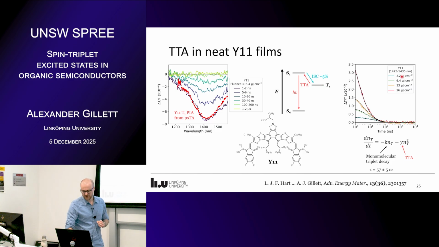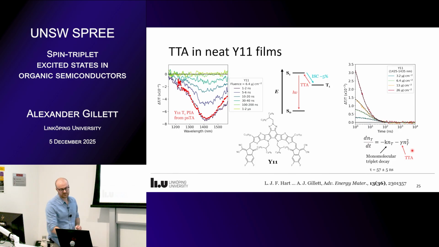So we have low fluence here in blue, going up to red, which is quite high fluence. And what we find as we increase the fluence, we get a really drastic shortening of the triplet lifetime. So they decay within even 100 nanoseconds at high fluence. So Lucy Hart, the student working on this, fitted this with this model here, which basically says the rate of change of triplet population density is a function of monomolecular triplet decay and triplet annihilation, this kind of gamma n squared term.